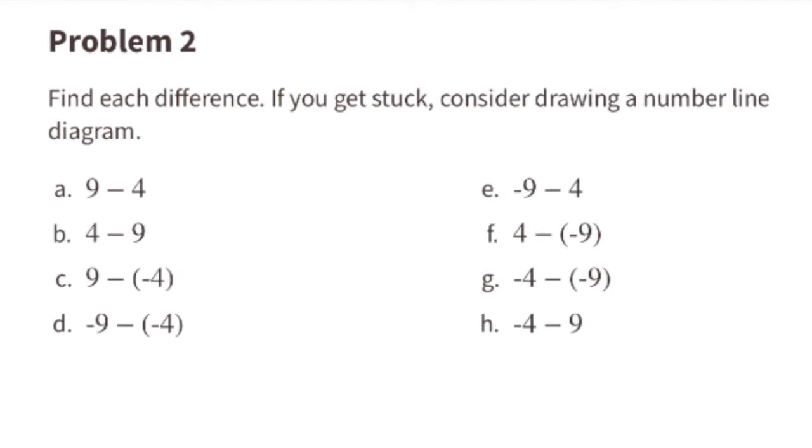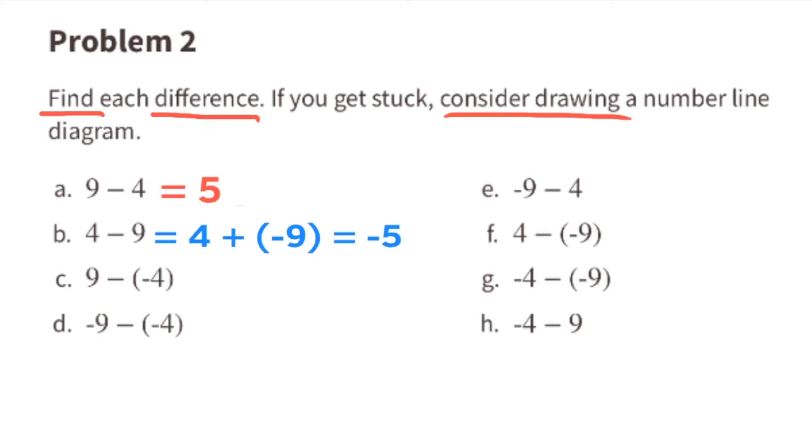Problem number 2. Find each difference. If you get stuck, consider drawing a number line diagram. A, 9 minus 4. That's a difference of 5. B, 4 minus 9. That's a difference of negative 5.